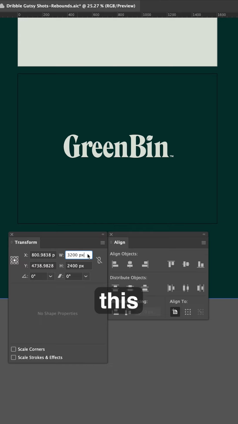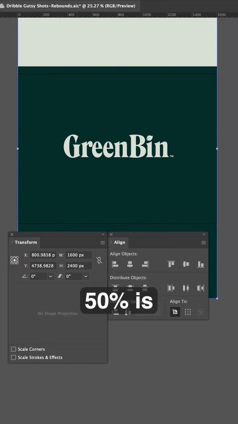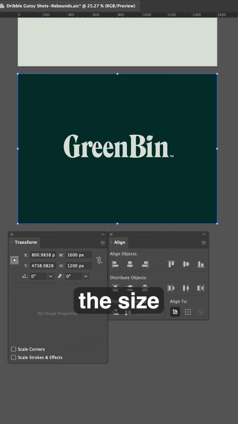But I can also do this by percentages and decrease the size. I just select it and I put 50%, and it's gonna reduce it to the size that it was in the width. And I can use 50% here in the height. It's gonna make it 50% smaller. It's gonna make it exactly the size that it's supposed to be.